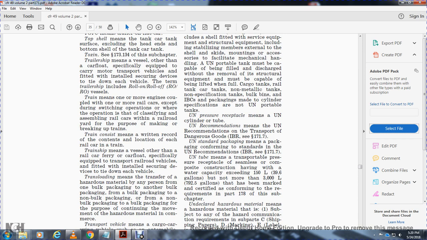Transloading means the transfer of hazardous material by any person from one bulk packaging to another bulk packaging, from a bulk packaging to a non-bulk packaging, or from a non-bulk packaging to a bulk packaging, for the purpose of continuing the movement of the hazardous material in commerce.